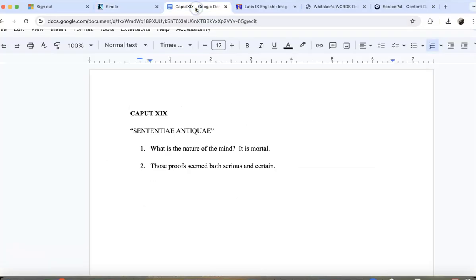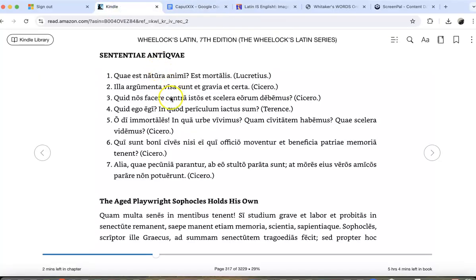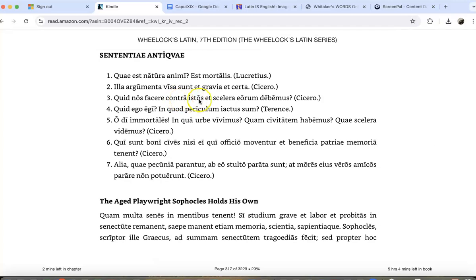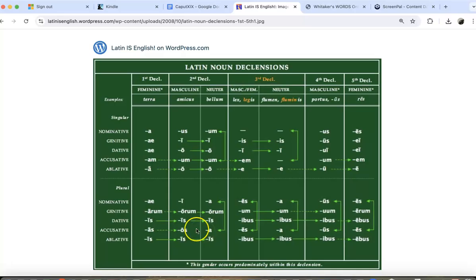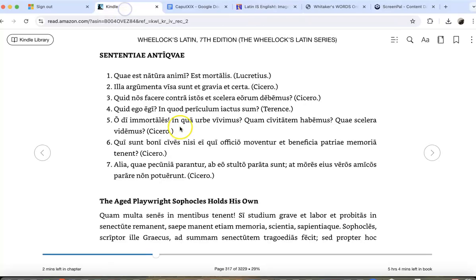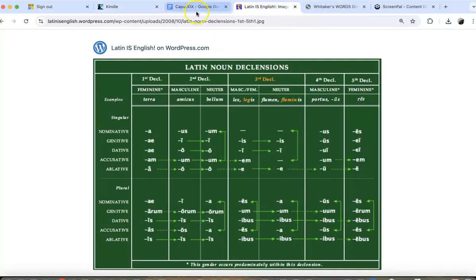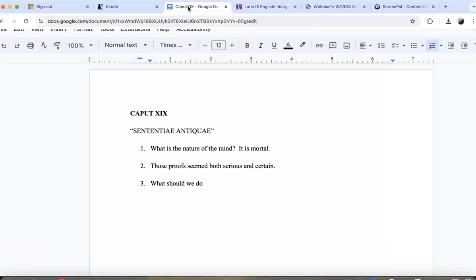So let me go ahead and write that out as a placeholder. What should we do? Contra means against, just like in English. And then what follows is always the accusative. So here we have second declension accusative plural because we have contra istos. So there's our istos. So what should we do against those men is how we can read that. Perhaps it's a reference to Catiline and his fellow conspirators.